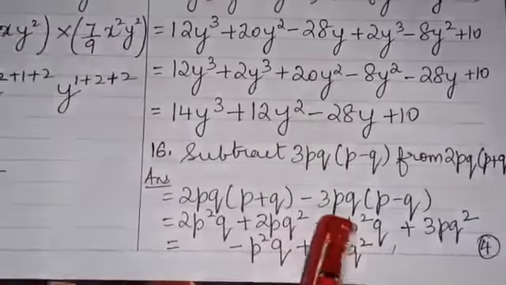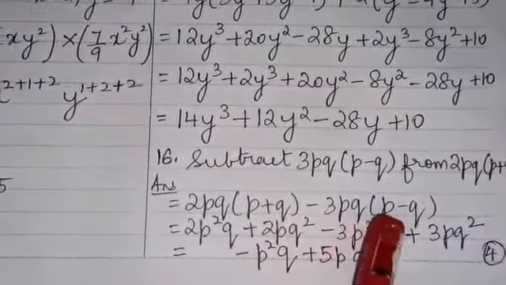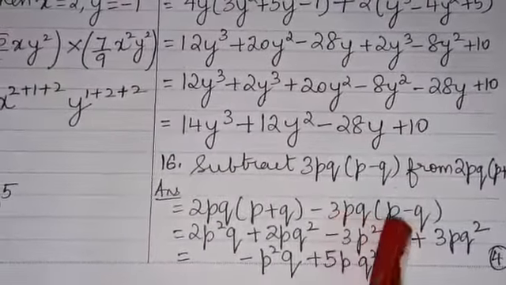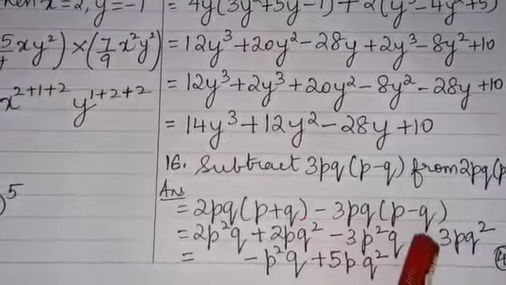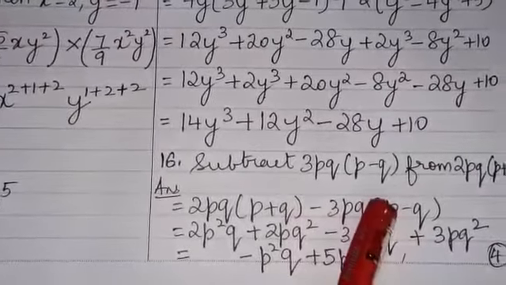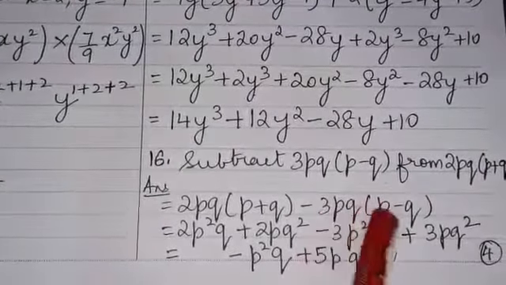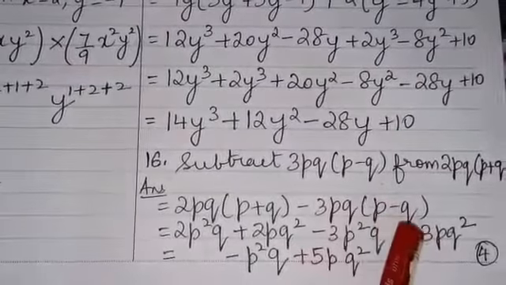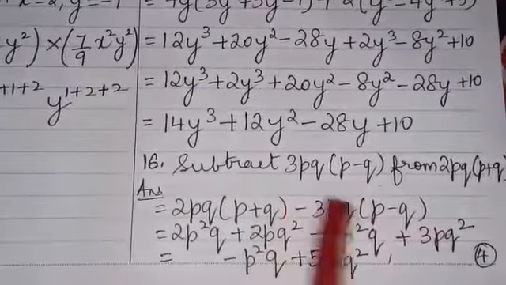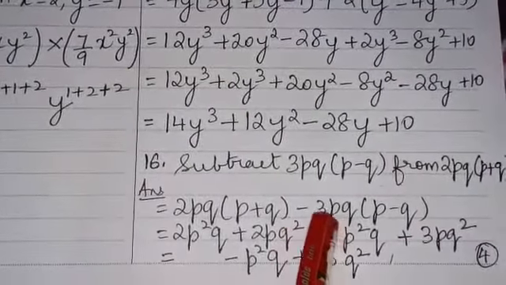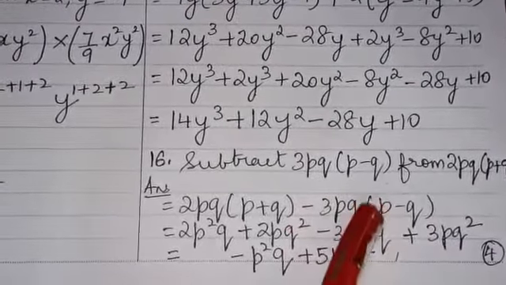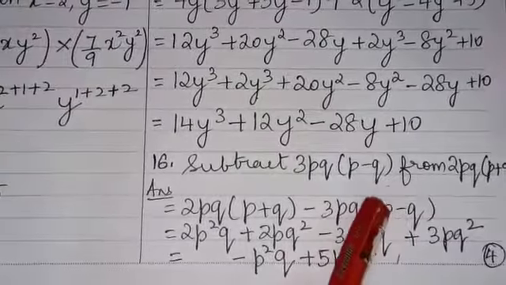And here we need to multiply minus 3pq with p. As always, whenever we are multiplying two terms, we need to first multiply their signs. P has a plus sign before it, inside the bracket. 3pq has a minus sign; the sign is the sign preceding the term. 3pq is preceded by a minus sign.